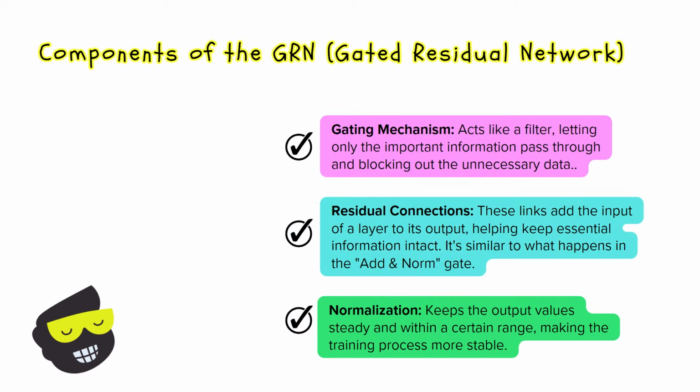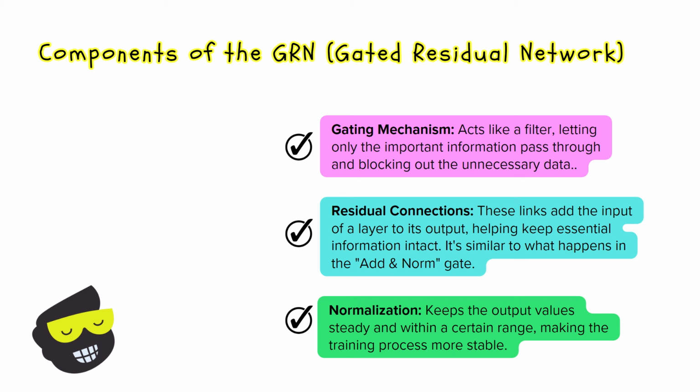So the GRN is designed to enhance the network's learning capability by managing the flow of information through gating mechanisms. Now, here is how it works. Gating mechanisms control the flow of information, allowing only important signals to pass through while filtering out irrelevant data. As well, residual connections. These connections add the input of a layer to its output, helping to preserve important information and gradients. This is very similar to the concept used in the add and norm gate. And finally, normalization. This ensures that the outputs remain consistent and within a manageable range, stabilizing the training process.